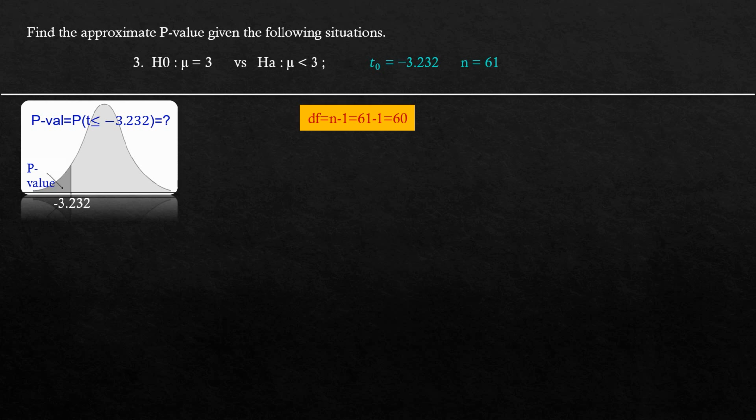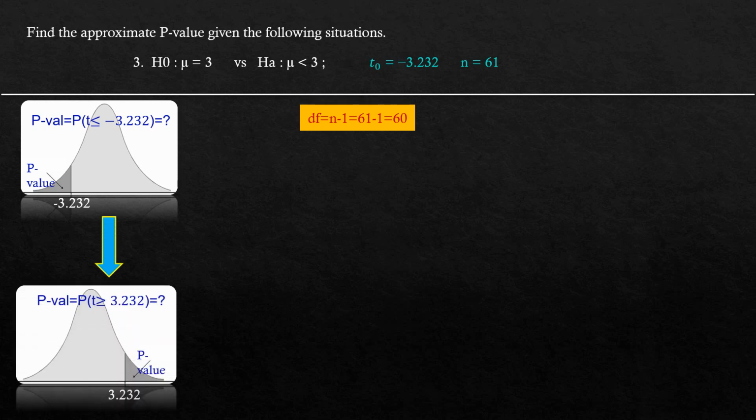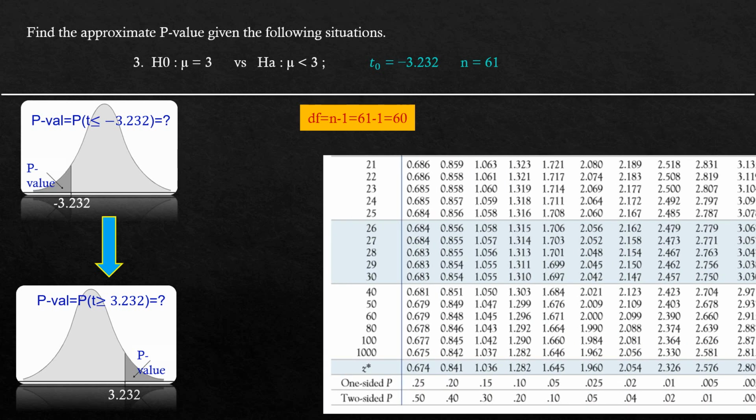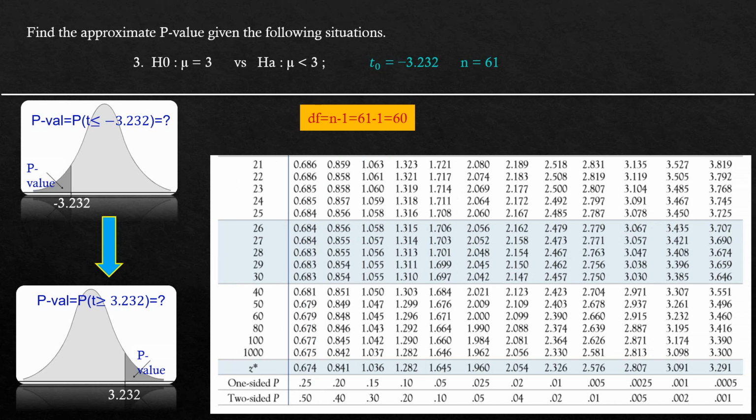But you know this is symmetric. Therefore, we can use this symmetry and we can use the positive value, because we don't have negative numbers in the t table. So once we have the t table, what is the first thing? Go to find the degrees of freedom. It is 60 here. Then we search that row to check this test statistic. What is the test statistic? T naught equals negative 3.232, but we check the positive number here. So can you find the positive number here?